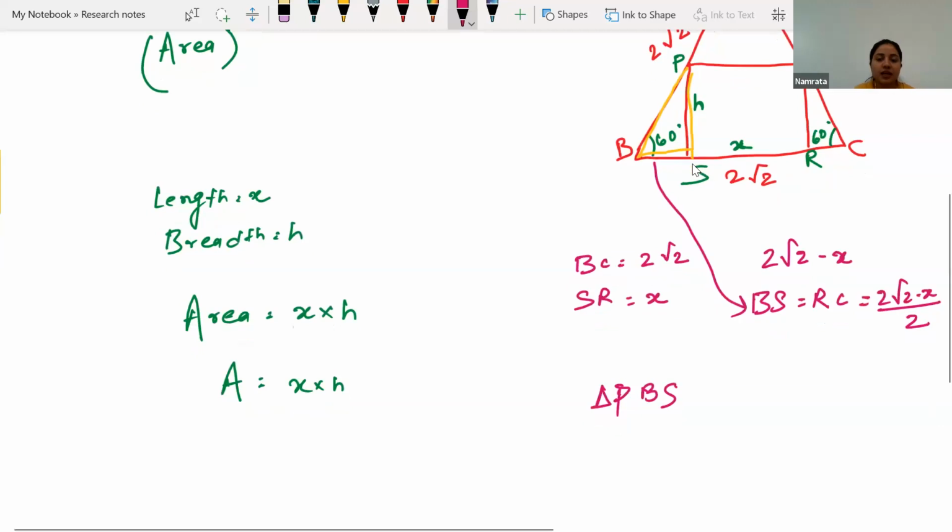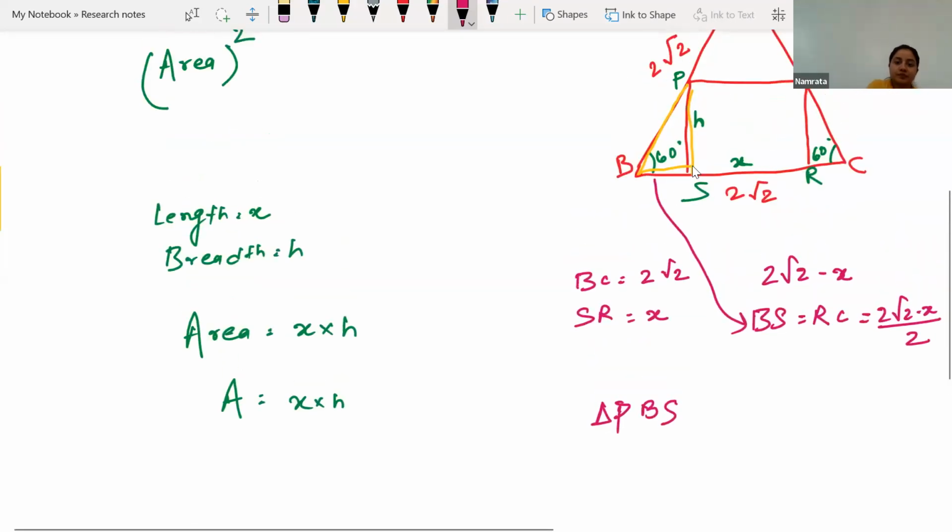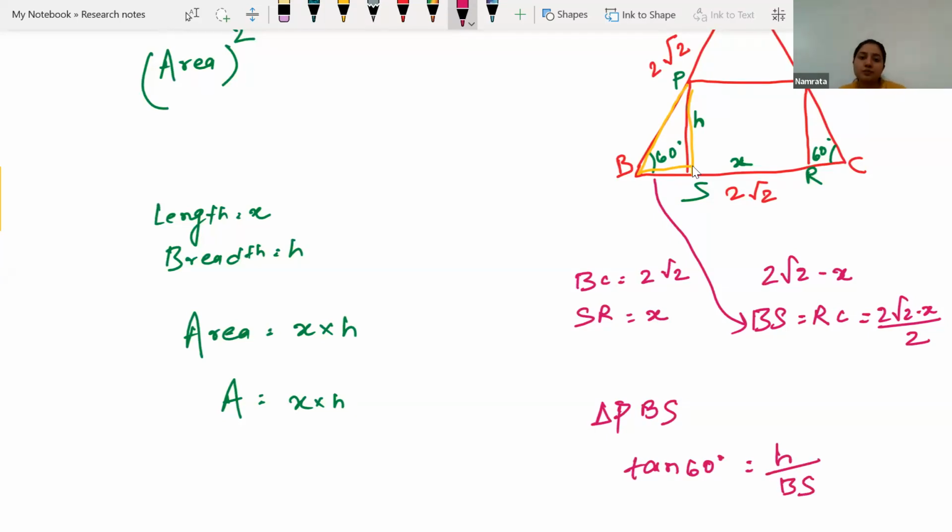Right? So can we use tan theta? Can we say tan 60 is equal to this height H over BS? Yes or no?